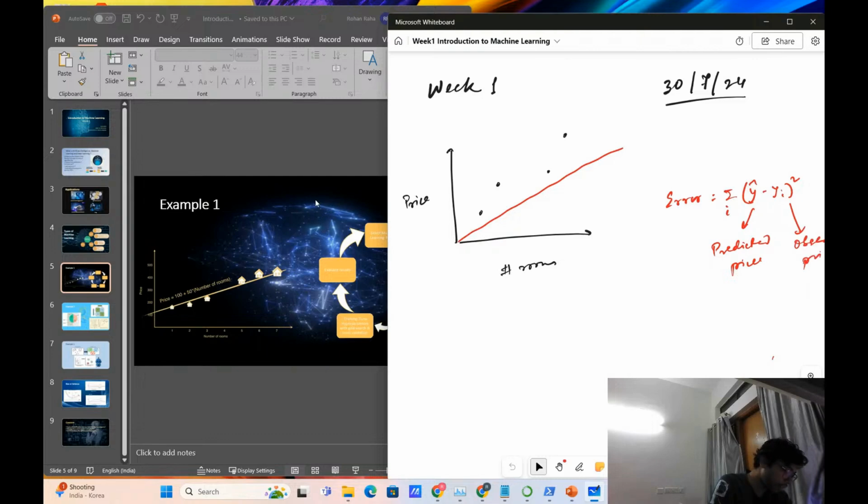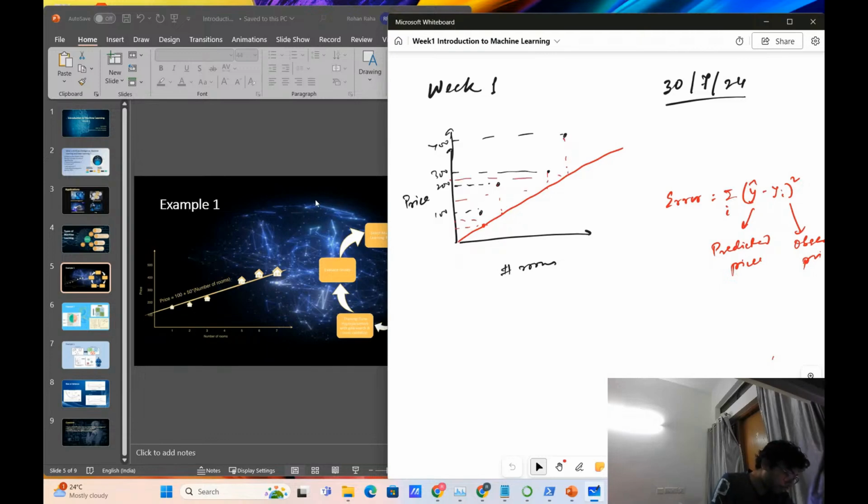These black dots are what you observe. This is the observed value, let's say 200, this is 100, then 300, 400. And what is the predicted value that your model is capturing here? These are the predicted values. For this one, this is the predicted value, for this one this is the predicted value, and so on.